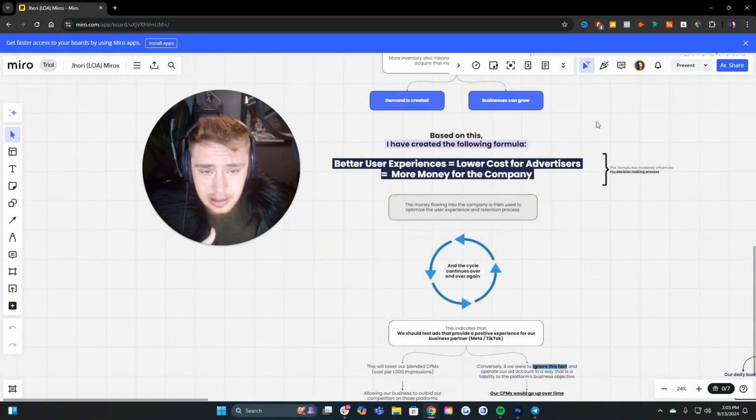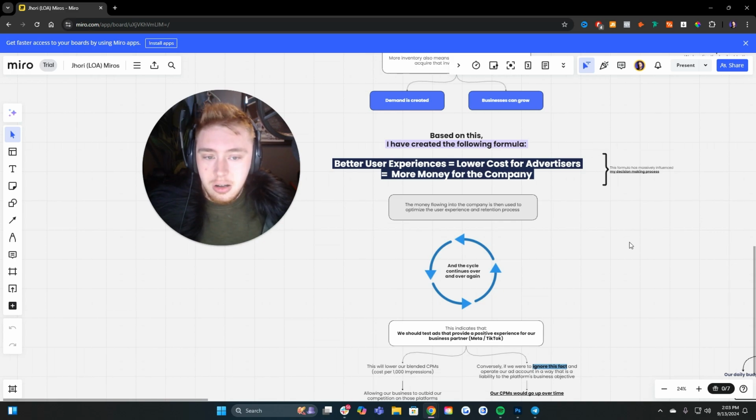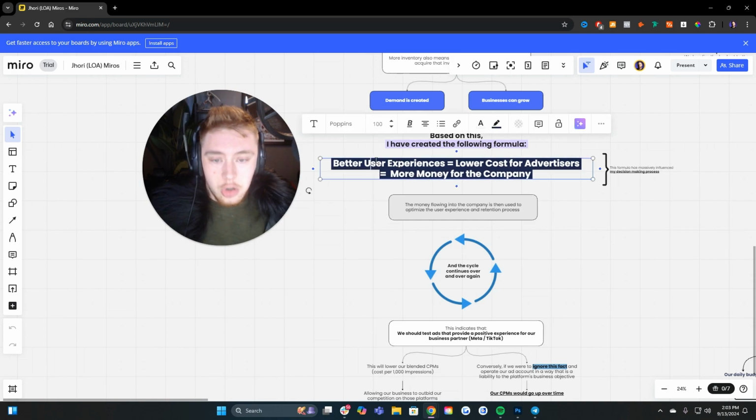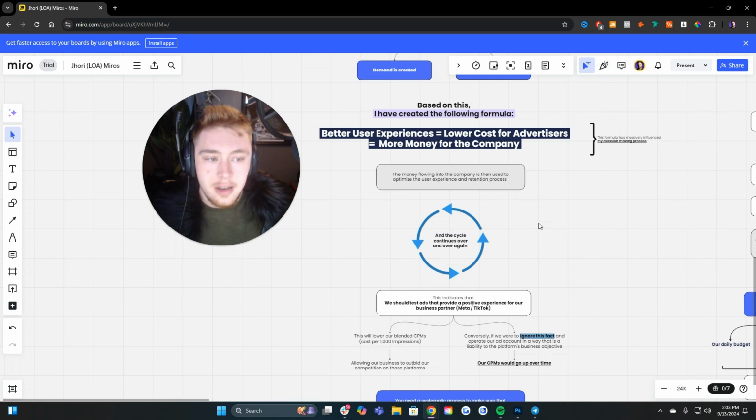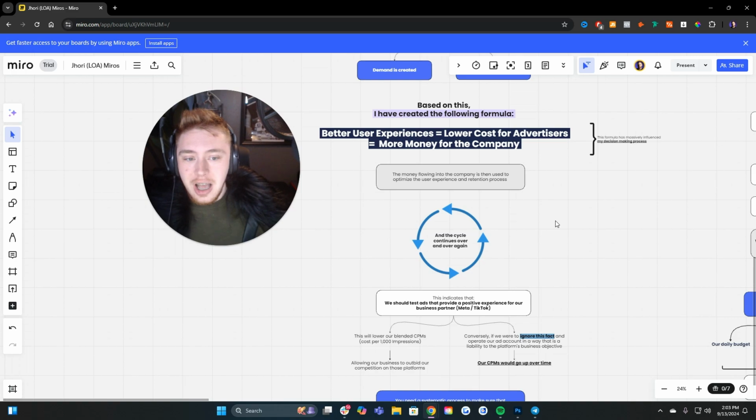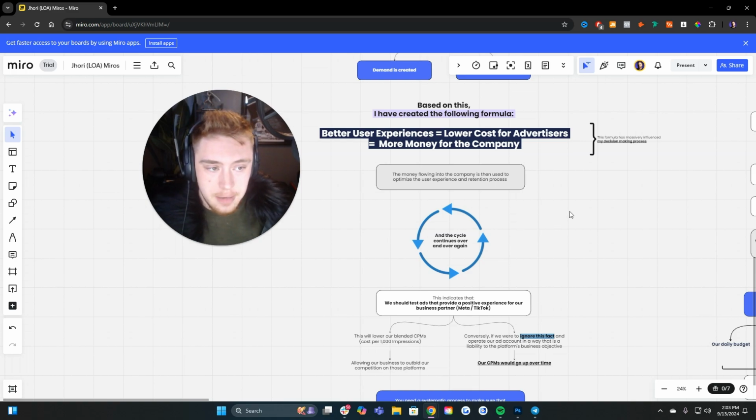And so, the simple formula that I've created, based on the business objective of these platforms, is to create better user experiences, which lower the cost for advertisers like you and I to run ads, which means that the company makes more money. And the cycle continues over and over again. And it's exactly how social media platforms have hooked all of us, either from a retention point of view as a consumer, viewing stuff on our phone, or as an advertiser, spending millions of dollars, right? And this formula has massively influenced my decision-making process when it comes to creative testing.